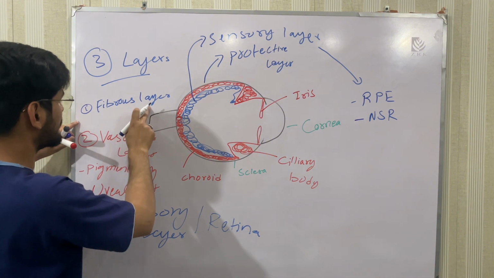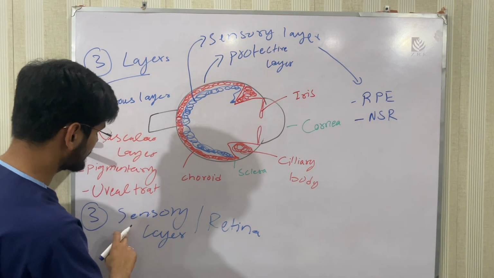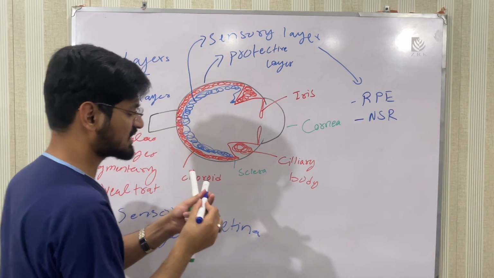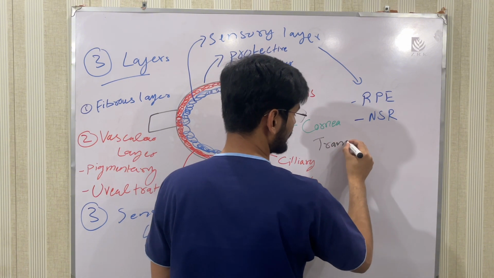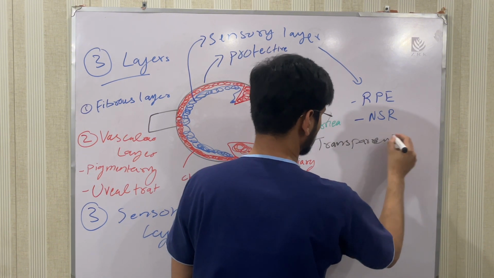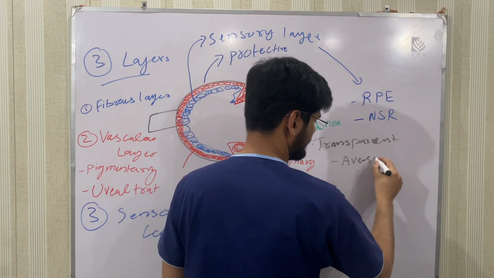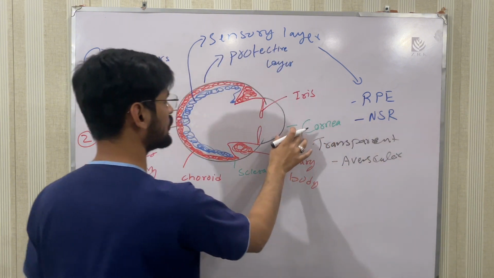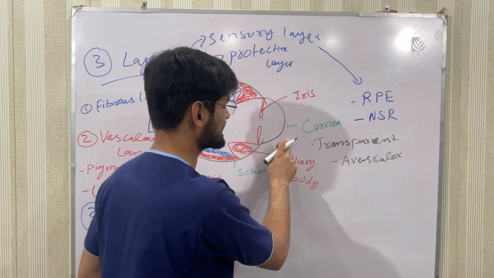So, we discussed that the eyeball has 3 layers. The first is the fibrous layer, the second is the vascular layer, and the third is the sensory layer. The fibrous layer has two components. Cornea is a transparent structure of the eye. It is also avascular. Keep it in mind, there are no blood vessels in the cornea.